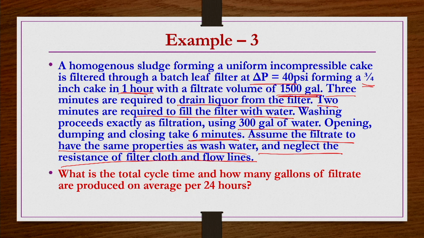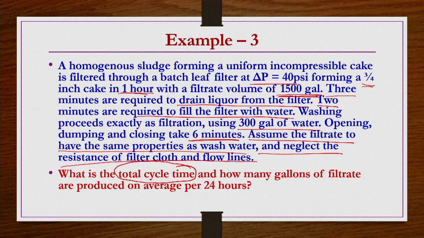What is the total cycle time and how many gallons of filtrate are produced on average per 24 hours? That is the question. This total cycle time is the total time for the filtration, the total time for the washing, and the total time for individually draining the liquor, filling water, and those kinds of things. So, all the times should be added together to get the total cycle time.